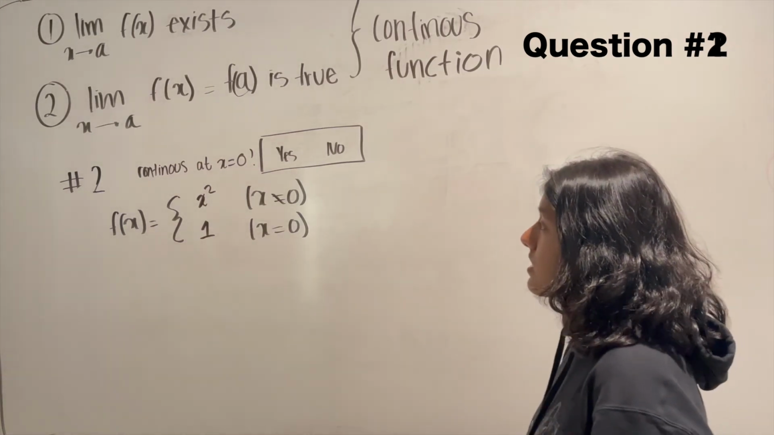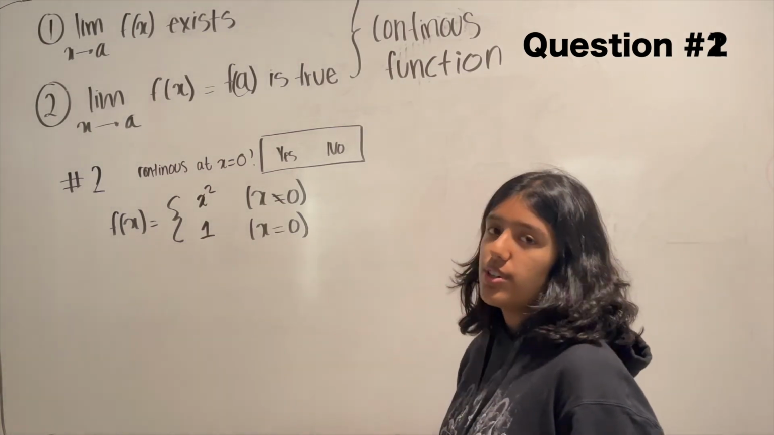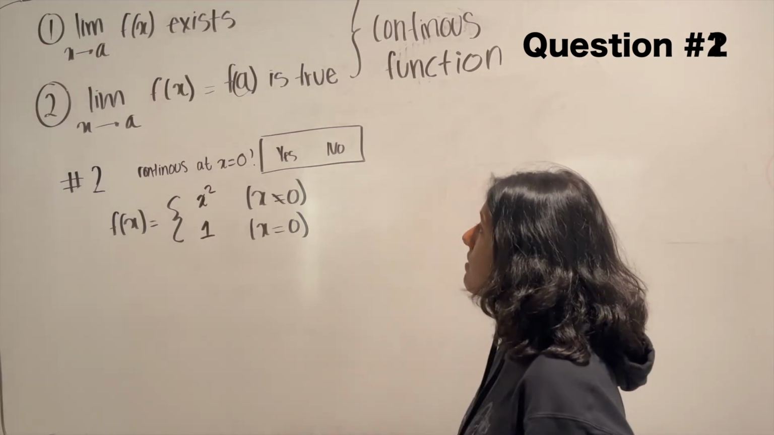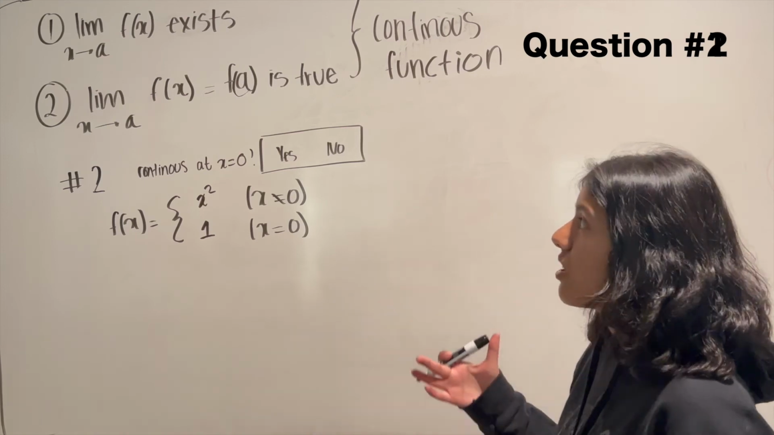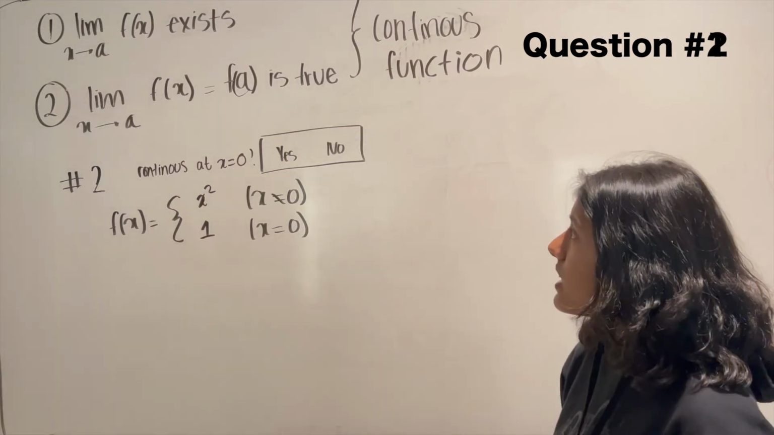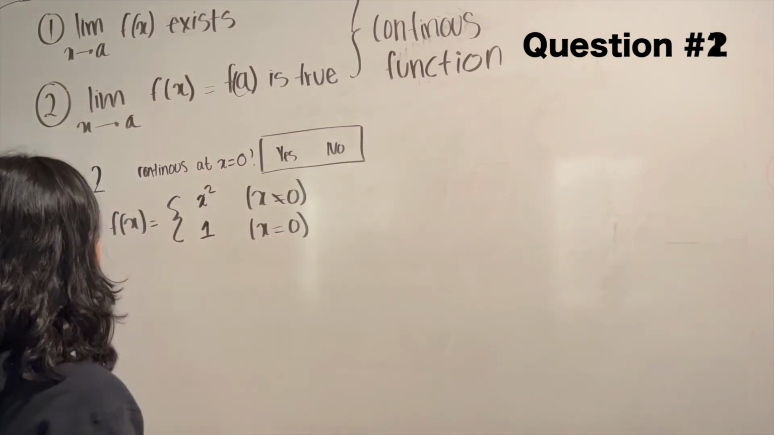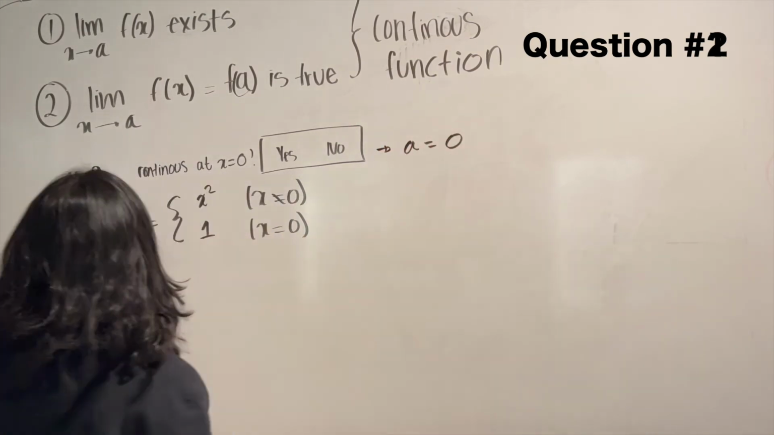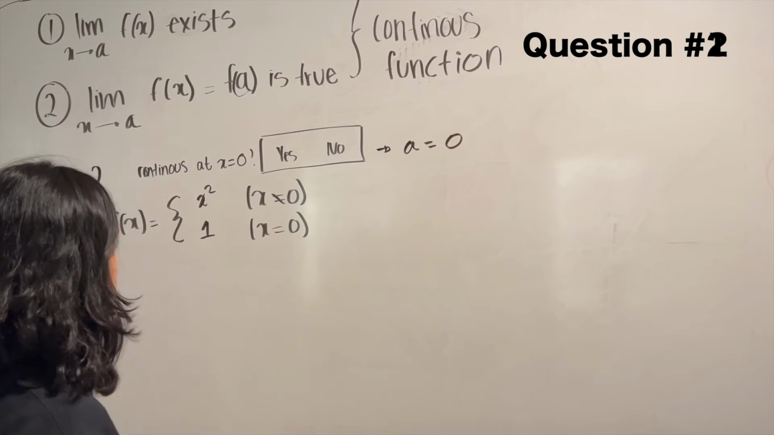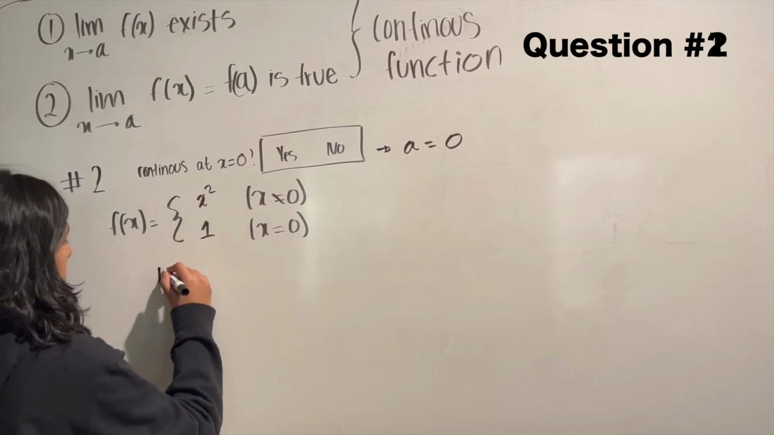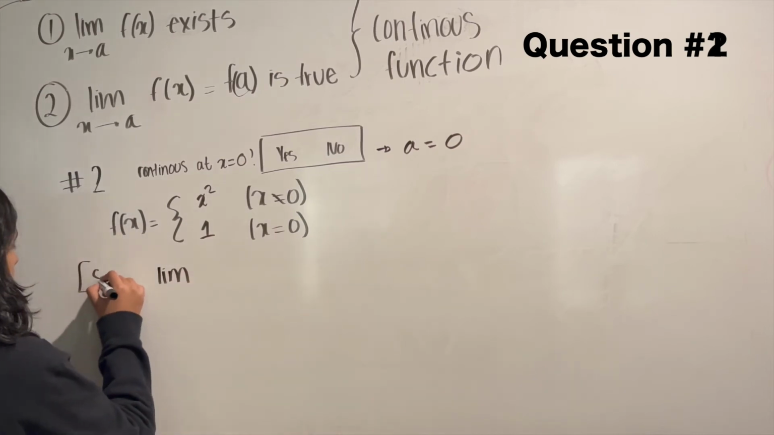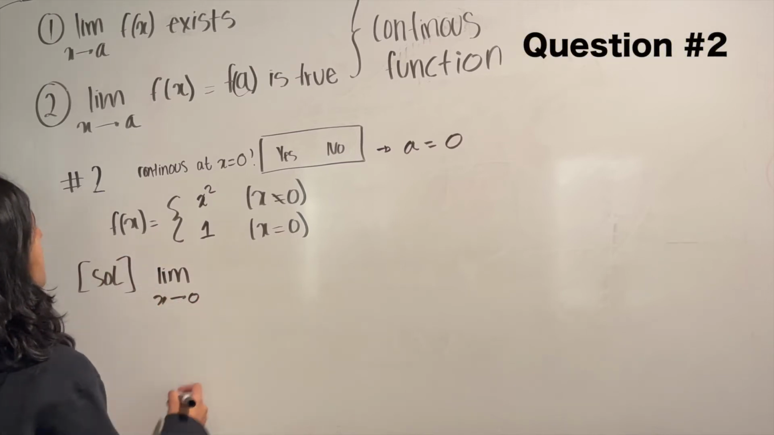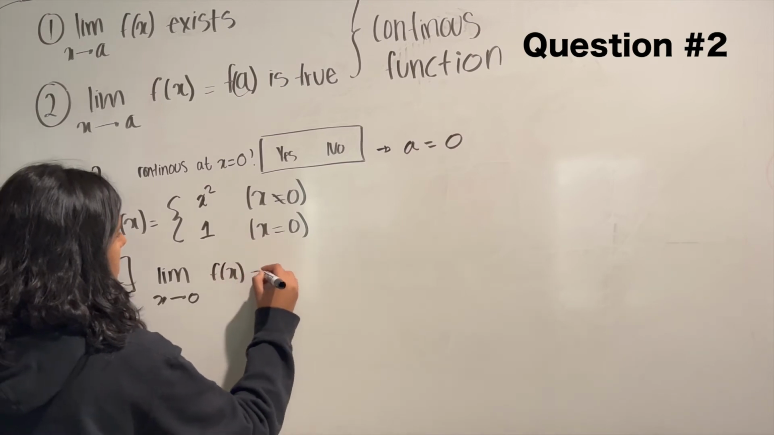Now we have to see if it's continuous at x equals 0, yes or no. So let's see. We have our two properties again to determine if f of x is a continuous function. Let's start with the first property. The first property states that the limit as x tends to a, here 0, of f of x actually exists. So that's saying, this is the solution, the limit as x tends to 0 of f of x actually exists.